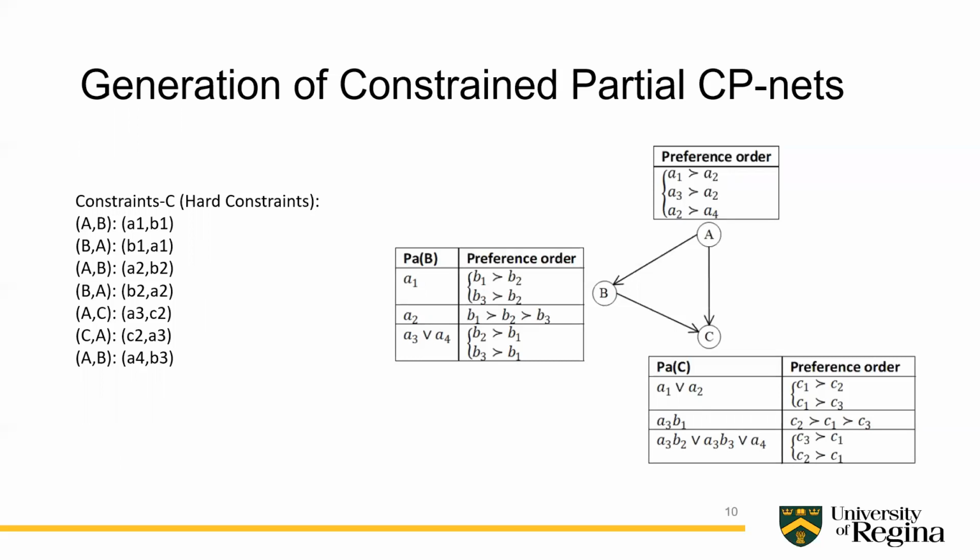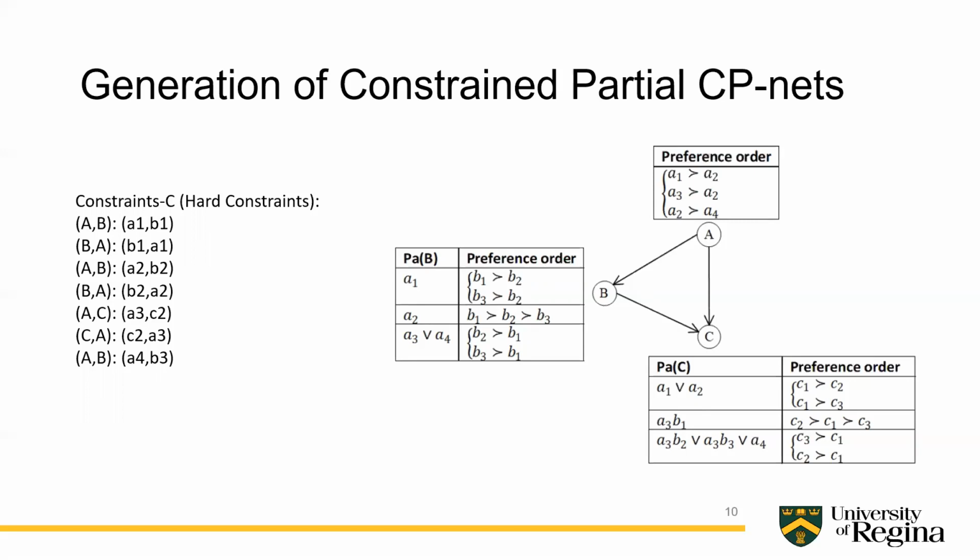The generator will also generate hard constraints. The number of hard constraints is also determined by the RB model. In a hard constraint, there are two variables, and two values from each variable. Let's say A and B. For A and B, if we choose A1, we will choose B1. So hard constraints work like that.